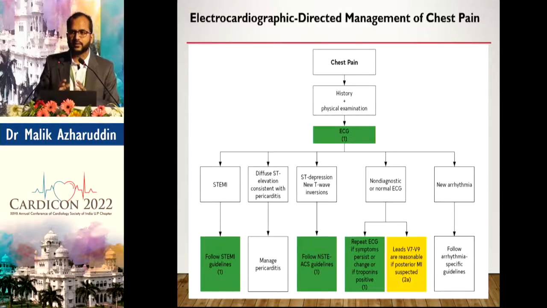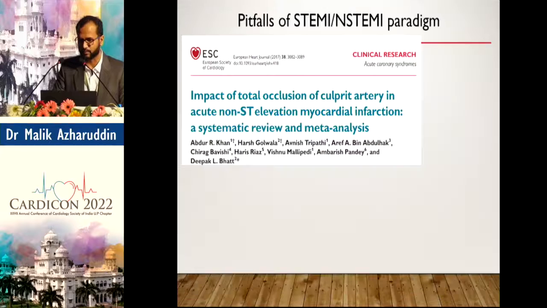But there is a significant subset of patients who have truly non-diagnostic ECGs, normal ECGs even. What to do? The evidence is clear. We have to do repeat ECGs. We have to do biomarkers and additional testing, which I'll come to later.